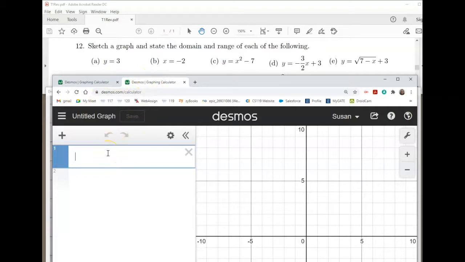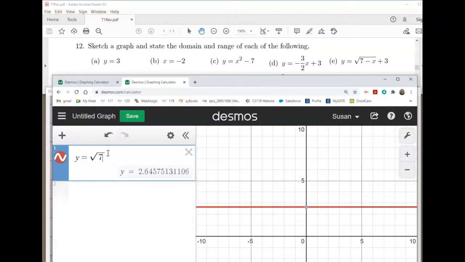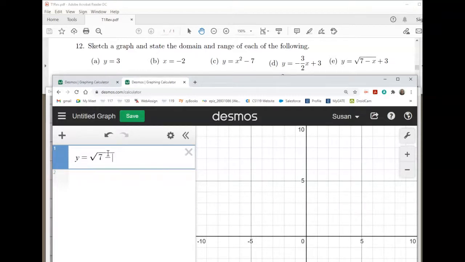So I want to put in y is equal to the square root of 7 minus x plus 3. Y equals square root. And you can either get that with the buttons at the bottom of the page here, or you can remember that it's SQRT. 7 minus x. And then I need to go out to the square root plus 3.